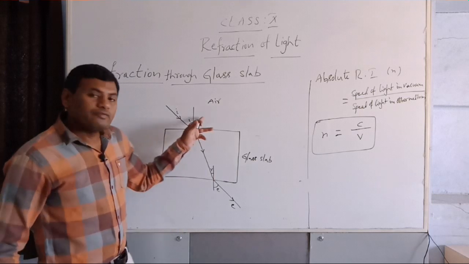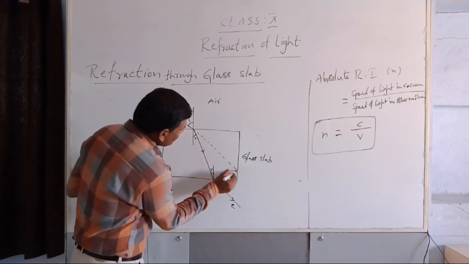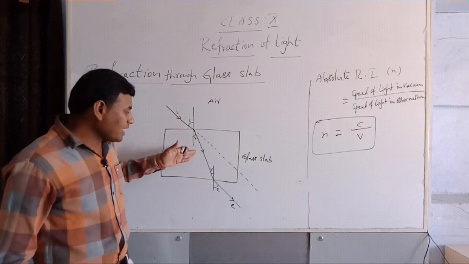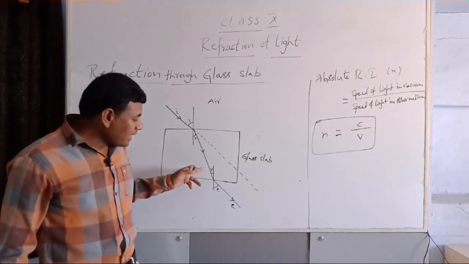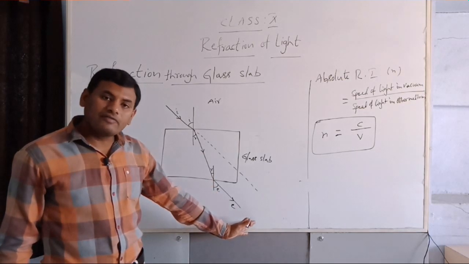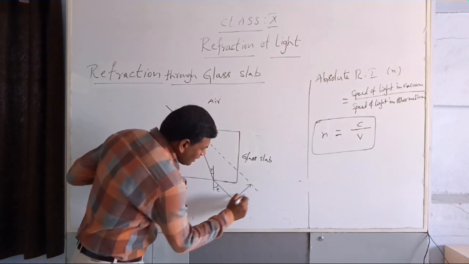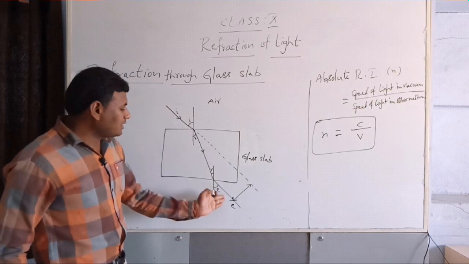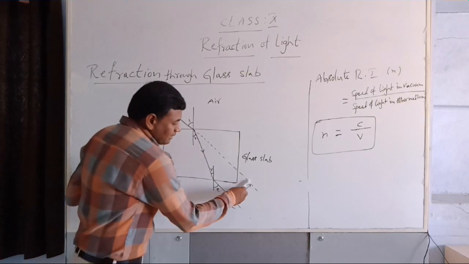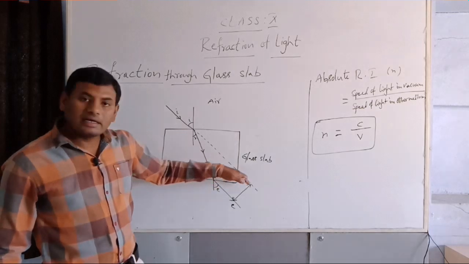For example, when there is no glass slab here, the light ray might travel in this direction. As there is a change in medium, the light undergoes refraction and bends towards the normal here, and again when there is a change in medium, its speed increases and it bends away from the normal. If we observe, the incident ray and emergent ray appear to be parallel, and this shift in the path of light we call lateral shift.